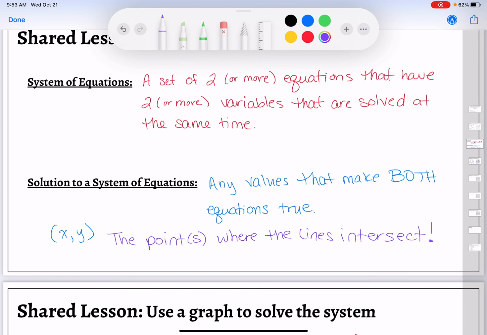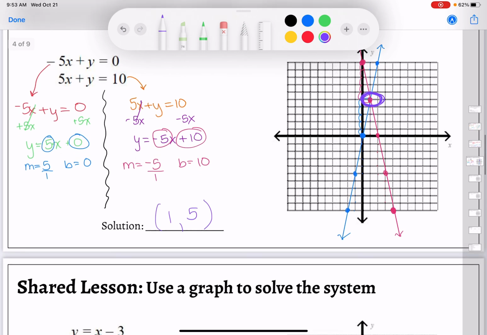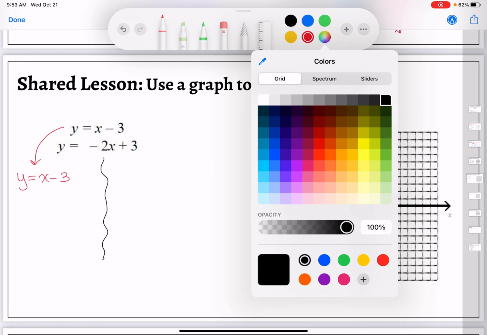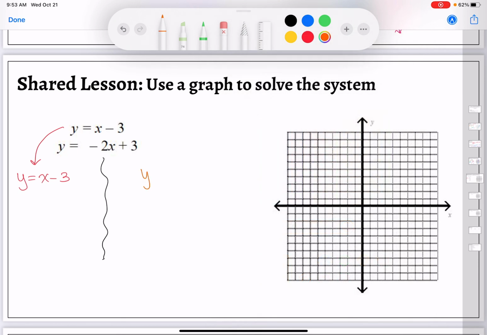So you can see how a graph really helps us here. Okay, so let's go ahead and graph this one. Oh, look at that. This one they put in slope intercept form already. So again, I'm going to split my work in half, but not so much work to show on this one. Y equals x minus 3 is going on the left, and y equals negative 2x plus 3 on the right.